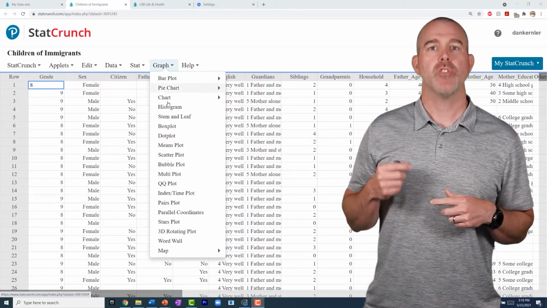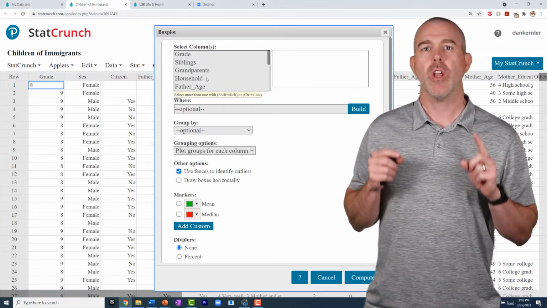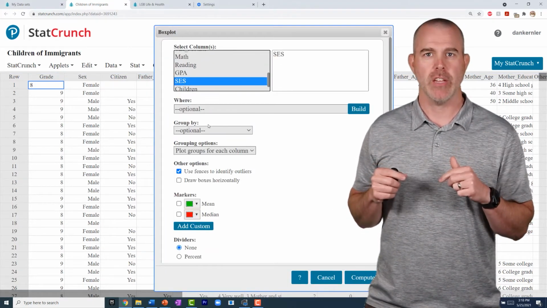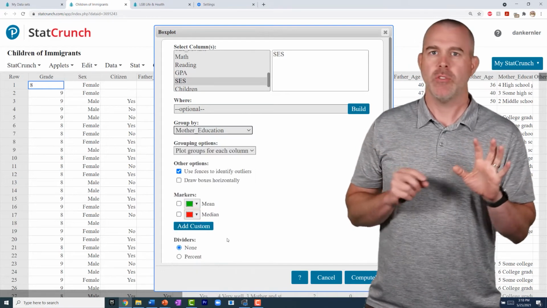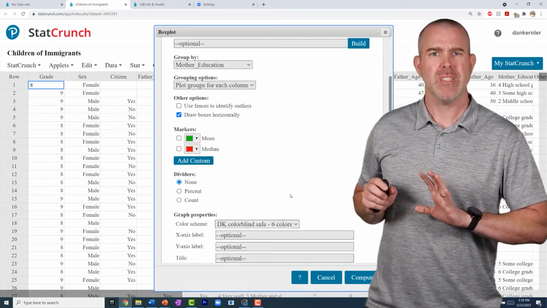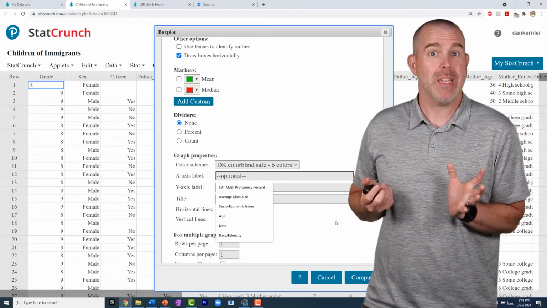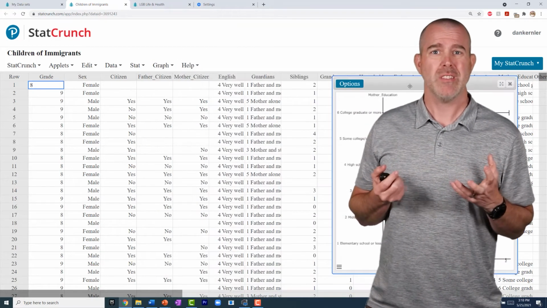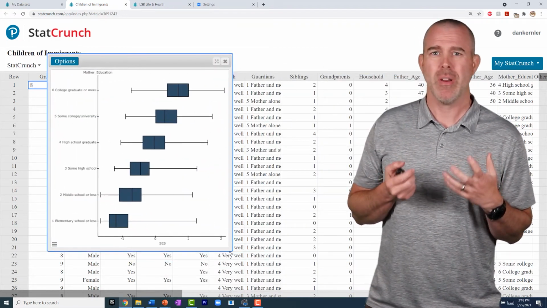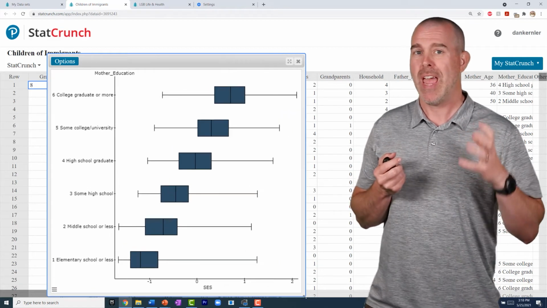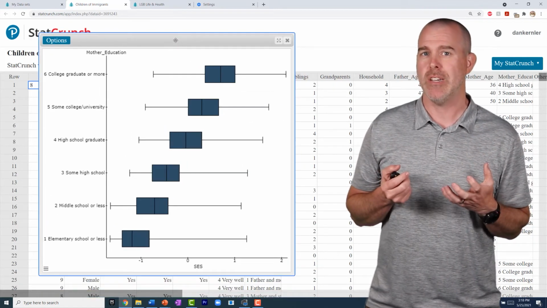So what I did is, let's make a box plot of SES by mother's education. So we'll go to Graph, Box Plot, and we'll choose SES, and then we're going to group by mother's education. I'm not going to do all the titles and stuff for this analysis, but you can see here, there appear to be a difference. Let's dive in a little bit deeper, and we have to check before we do the ANOVA if we meet our criteria.